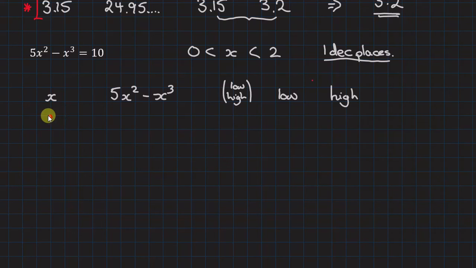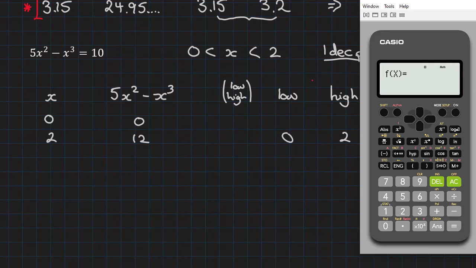So I know between 0 and 2 we've got 0 and 12. We wanted the value 10, so we know it's between 0 and 2 at the moment. Now the Casio calculator allows me to check lots of numbers at the same time. So you start off putting in your expression, 5 alpha x squared minus alpha x cubed. And we say which values do we want? Well, I want to go between 0 and 2. So I start at 0, end at 2.